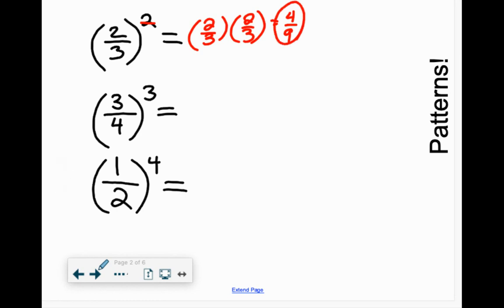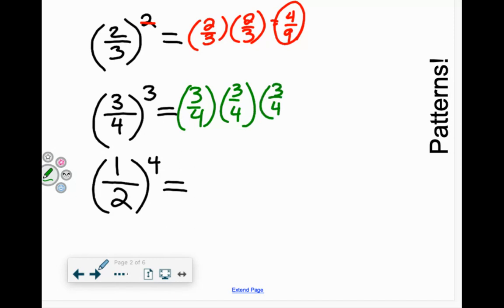We'll do the same thing with this next one. 3/4 to the third means we're writing 3/4 times 3/4 times 3/4. So we multiply that across. But I want to see if we notice the pattern. Notice we have 3 times 3 times 3, or 3 to the third power. Then we have 4 times 4 times 4, or 4 to the third power.